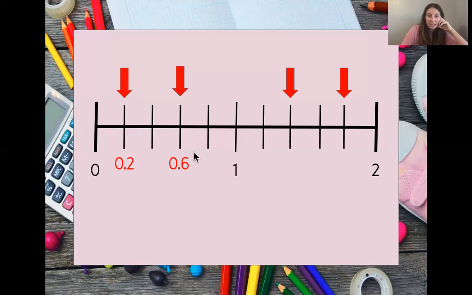2, 4, 6/10. Okay, so if that pattern continues, here's 1, 1 and 2/10, 1 and 4/10, 1 and 6/10, 1 and 8/10. That one was kind of trickier because so far we've mainly just been looking at the halfway point. So I hope this one didn't trick you. If it did, that's okay. I would love for you to continue practicing with it and don't let it trick you again.